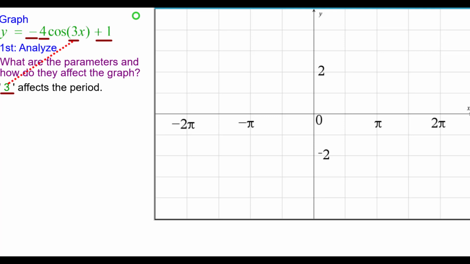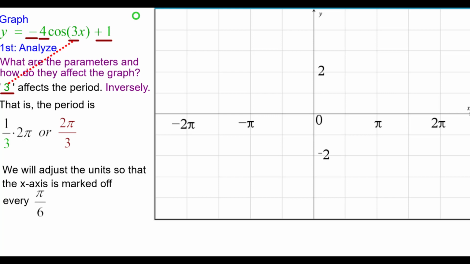Now the 3, that affects the period inversely, you should recall. That is, the period is going to be the reciprocal of 3, 1/3, times the normal period, 2 pi, or 2 pi over 3. We're going to adjust the units so that the x-axis is marked off every pi over 6.